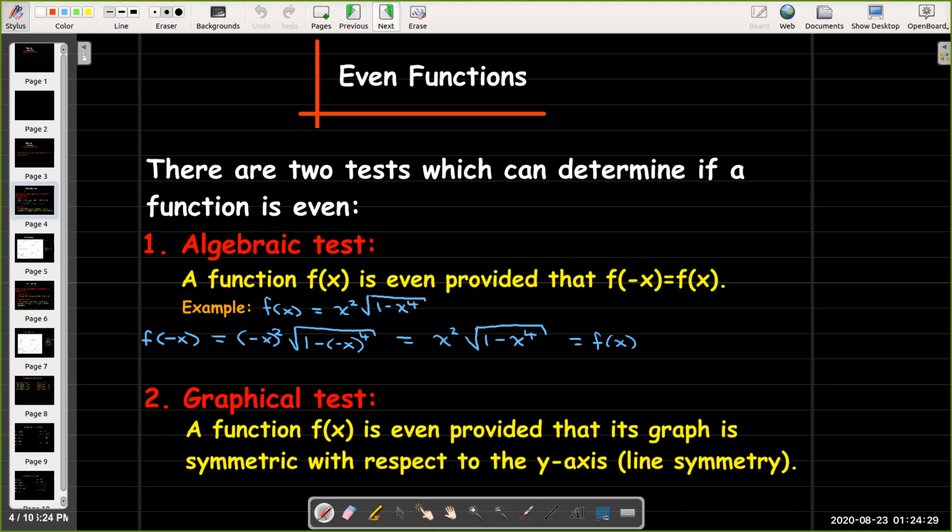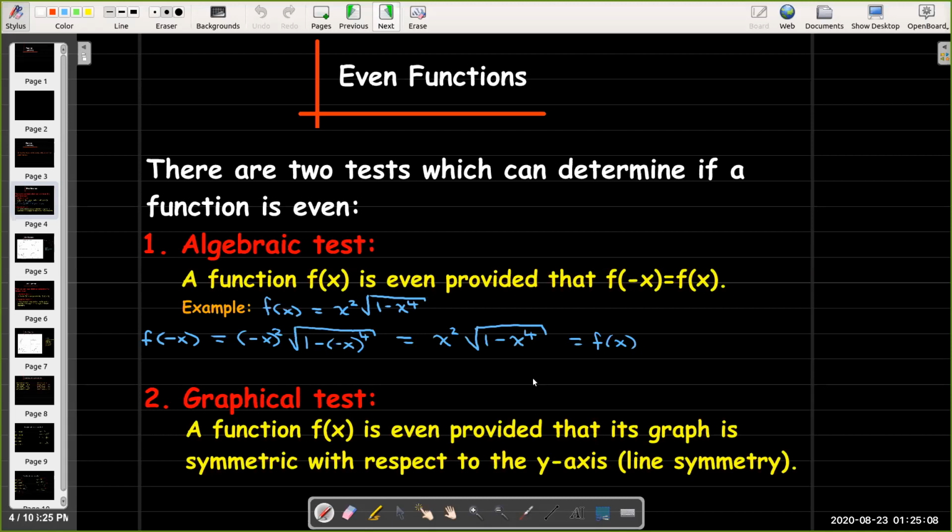to the power of 4, and I replace x with negative x. Now, negative x in parentheses. We have to remember our rules of algebra when we do this. But after I make that replacement and simplify, I see that I still get the same formula, x squared times radical 1 minus x to the power of 4. So this function f is an even function.